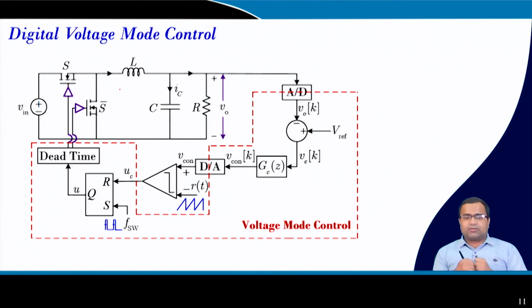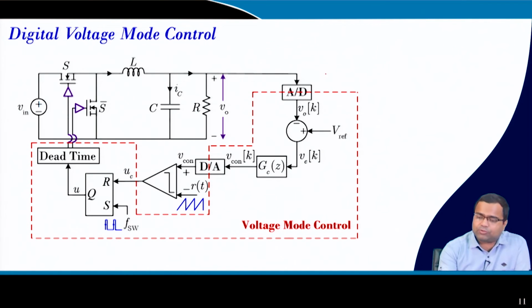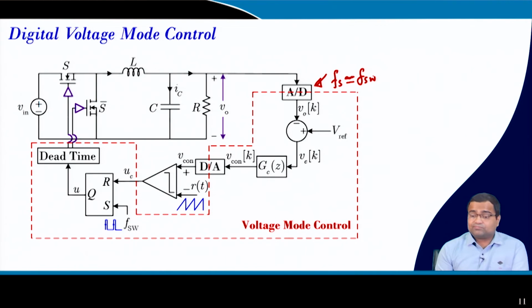Now, if you go to the digital controller, we discussed one A to D converter, and we discussed the sampling rate to be roughly the same as the switching frequency. And then after the sensed voltage comes inside, it is digitized, that means it is both sampled as well as quantized, and then it is compared to the reference voltage and we get an error voltage, and then it goes to the compensator.